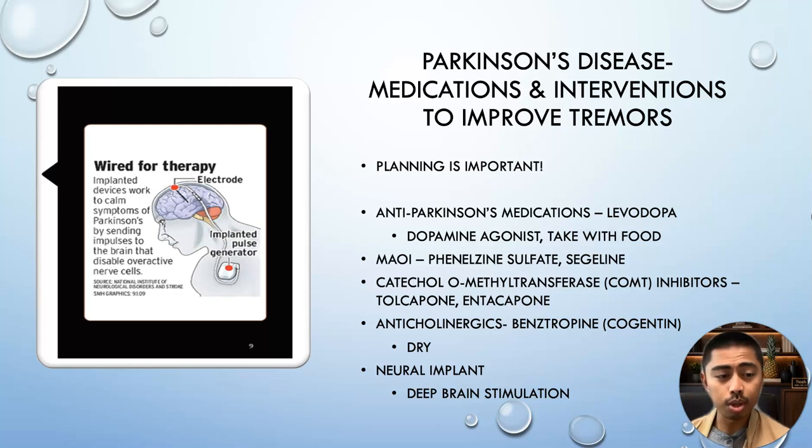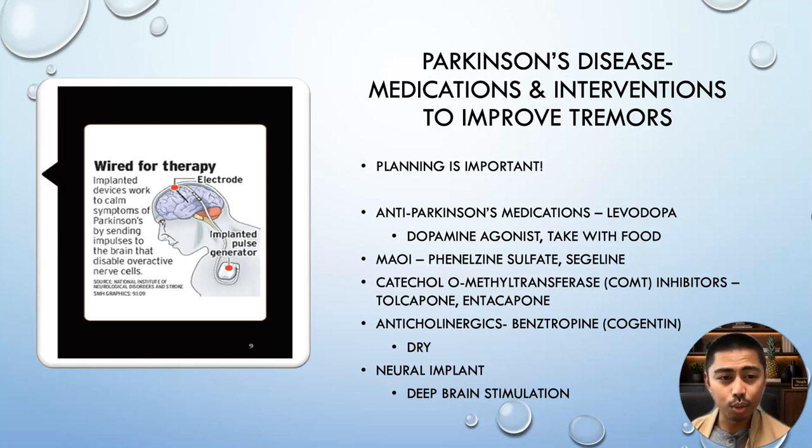Now remember, planning is important whenever they're taking their medication, so our primary therapy is levodopa for dopamine replacement, and they must take it with food. MAO-B inhibitors like selegiline, phenelzine help slow the dopamine breakdown, while COMT inhibitors like entacapone, tolcapone help prolong the levodopa effects. We can also use anticholinergics such as benztropine, used for tremor control. Some of the common side effects include dry mouth, blurred vision, and urinary retention.